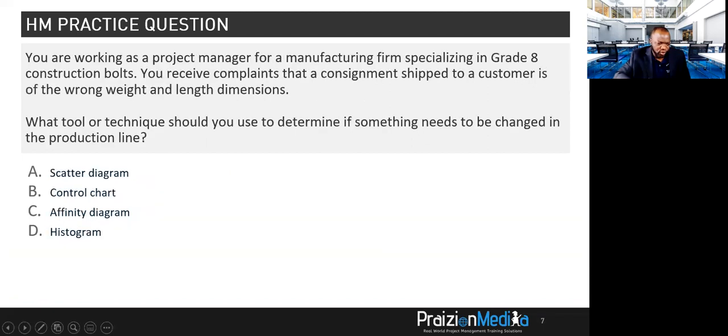All right, let's go to our next one. Let's relaunch. I will give you a minute. You're working as a project manager for a manufacturing firm specializing in grade 8 construction bolts. You receive complaints that a consignment shipped to a customer is of the wrong weight and length dimensions. What tool or technique should you use to determine if something needs to be changed?